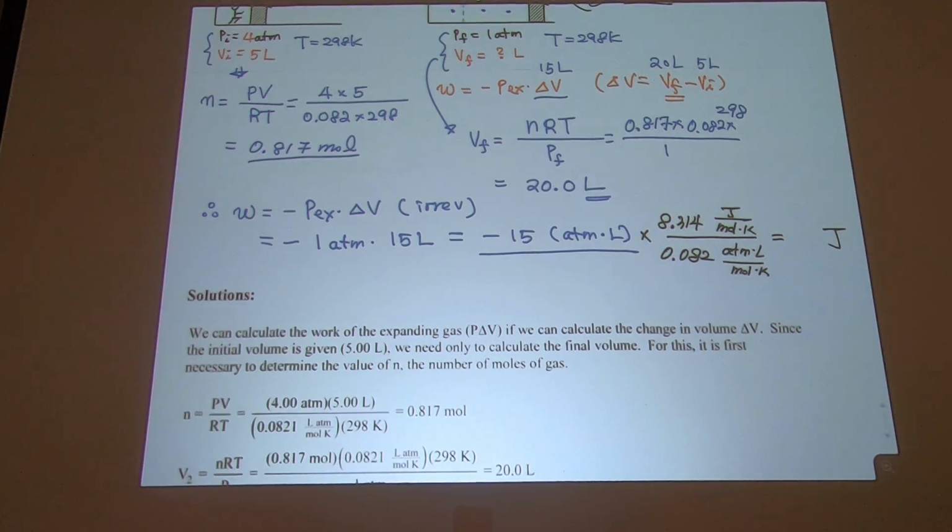Because of that, I don't have to worry about this. This is the same, and now the atm liters are gone, so the joule is the term that survived. And then you will end up getting minus 1.5 times 10 to the 3 joule, which is the same as minus 1.5 kilojoule. So if you want to convert from the atm liter, which is an energy unit, to the conventional energy unit of the joule, you can use that as a conversion factor.